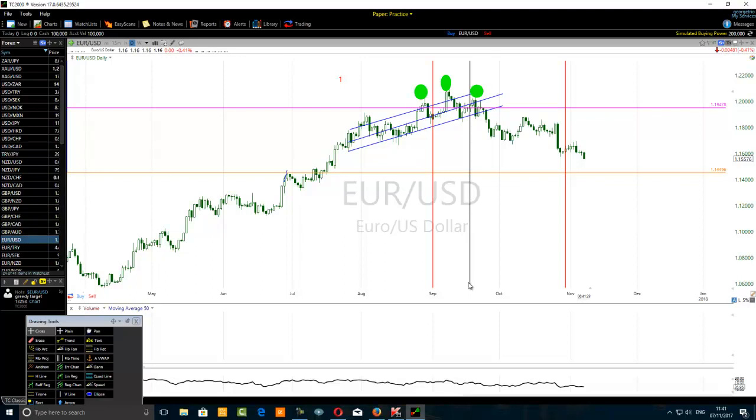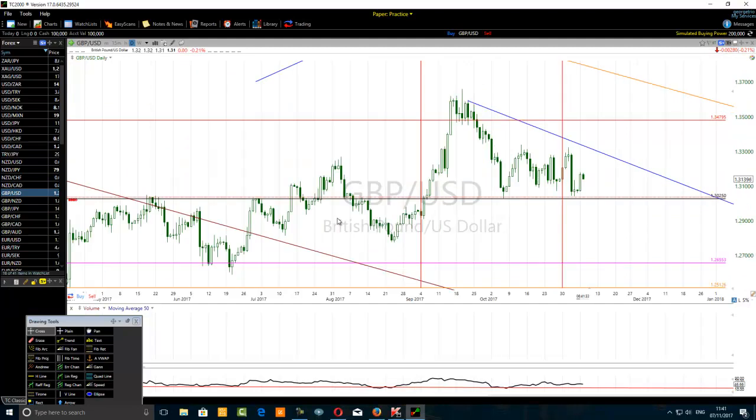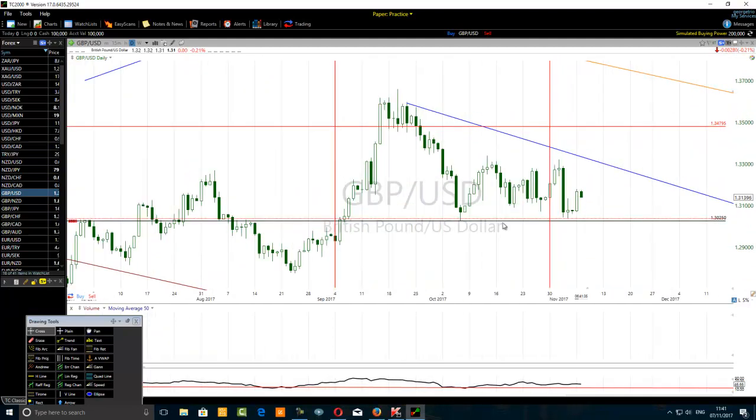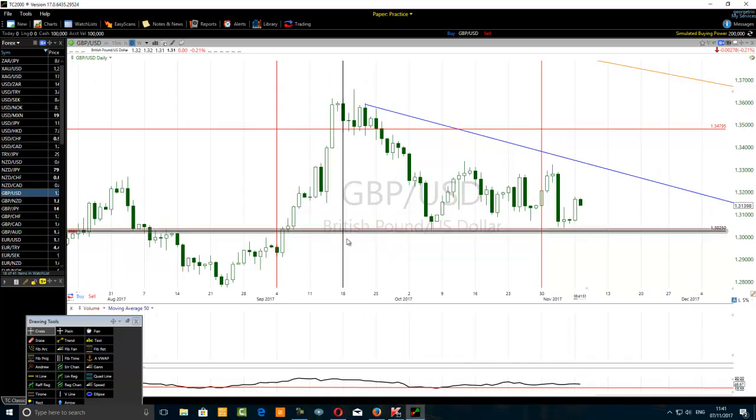Let's go and check on the British pound US dollar. Here it is. So how I get my two vertical lines, September to the end of October here. And that particular day is right here, the 18th of September. Here it is. So the British pound US dollar was just going up, going up, going up, going up. What's going on here? It didn't show any proper bearish chart.